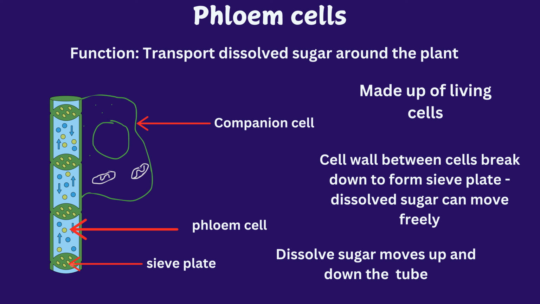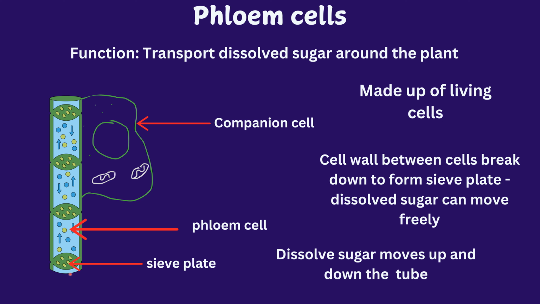If you look right here, students, this is one sieve plate, that's another. These little yellow dots represent the gaps that are found in the cell wall, and this allows for the sugar to move up and down the tube. It is important that sugar move up and down the tube because the sugar is mainly made in the leaves of the plant, and sugar is needed in the roots.